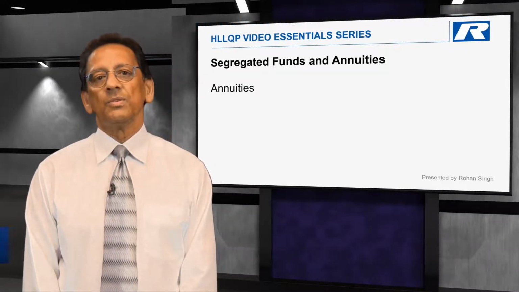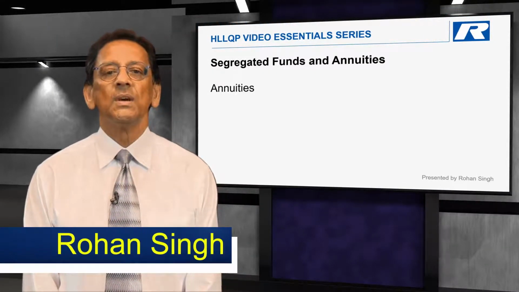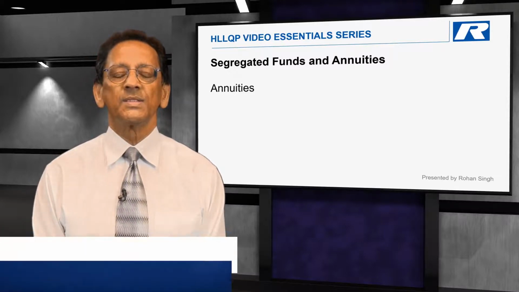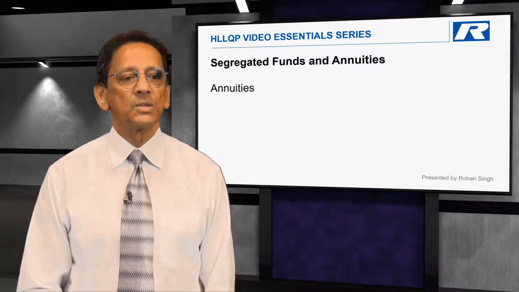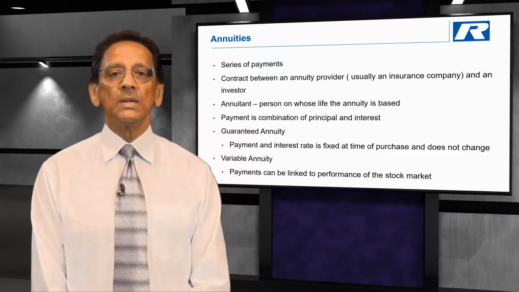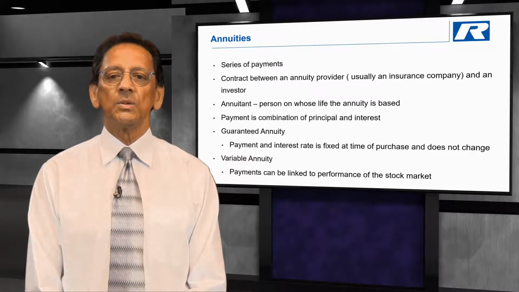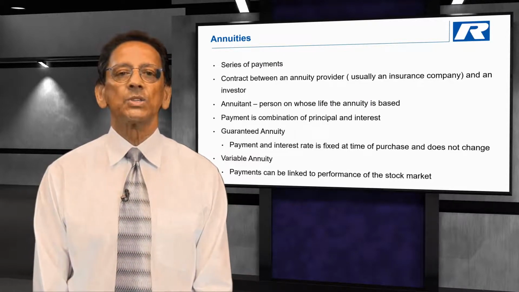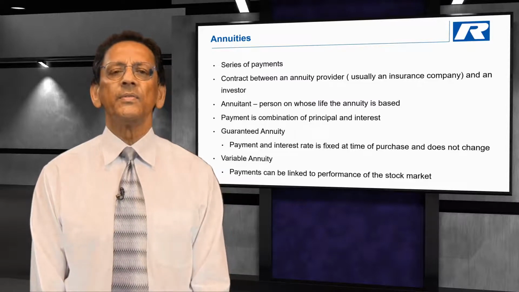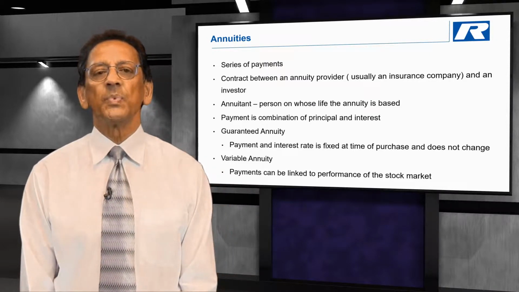We're now moving on to Chapter 3, and we're going to talk about annuities, which are quite different than segregated funds. So let's first of all talk about what an annuity is. Many people have heard the term, but when I ask what an annuity is, people struggle to define it. But very simply, an annuity is a series of payments.